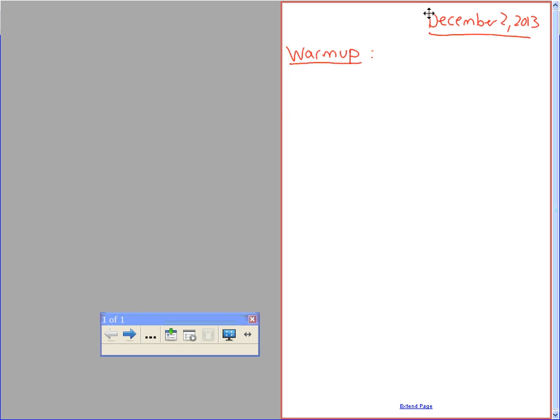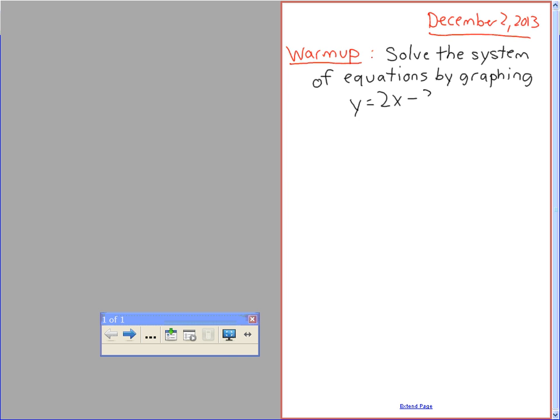So here's our warm-up. The warm-up is: solve the system of equations by graphing. I'm going to say y equals 2x minus 3 and y equals 3x plus 2. What I'm going to do first is label these with a number 1 and a number 2. The idea is that I'm using two different colors on my graphs, so I will be able to have two different numbers up there.